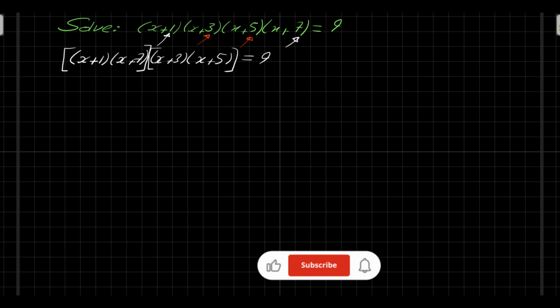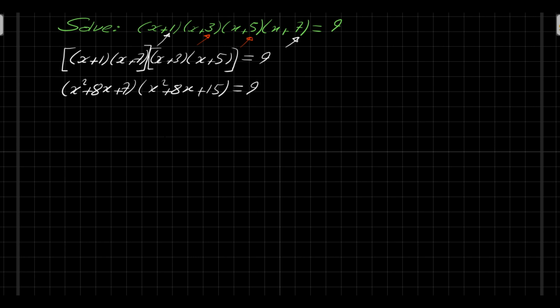which gives x squared plus 7x plus x, this is 8x, and 1 multiplied by 7 is 7. Again here, x multiplied by x is x squared, 3x plus 5x is 8x, and 3 multiplied by 5 gives 15, equal 9. So now we have a product of two factors. Again, here we have x squared plus 8x, x squared plus 8x.